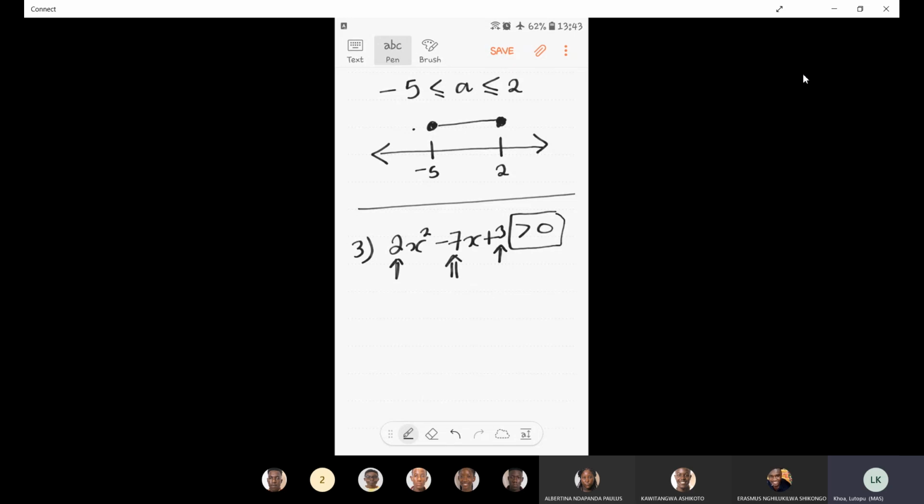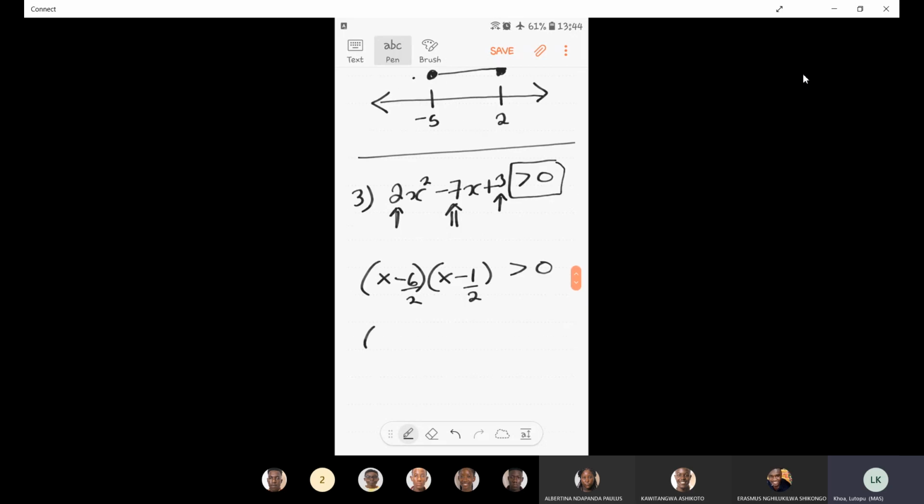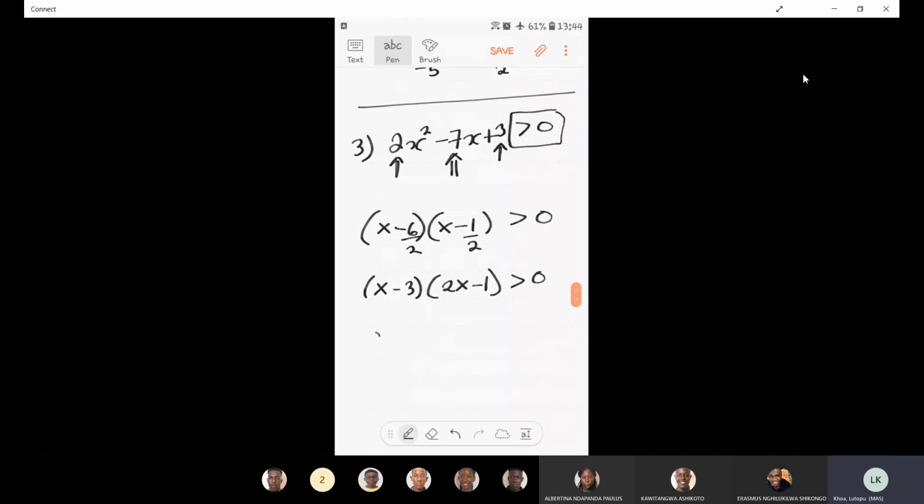So those two numbers are negative 6 and negative 1. So you open your brackets, you put your x, and then the two numbers, negative 6 and negative 1, and then you divide by the coefficient of x squared, like that. Then you simplify your fractions as far as possible, and if it cannot be simplified, you bring the denominator over there. So this is what we have. Now it's factorized. Then what we do is we find the critical points.